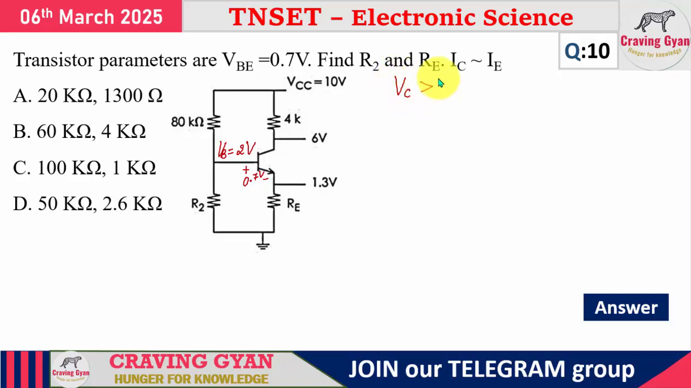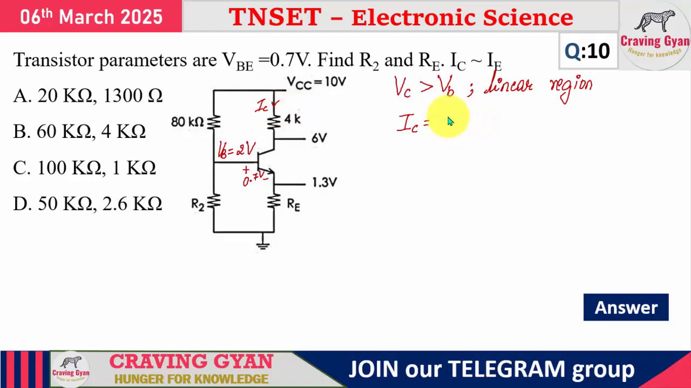We know that the collector voltage is greater than the base voltage. So the transistor is operating in the linear region. So VC will be greater than VB. Now what is the value of collector current IC?